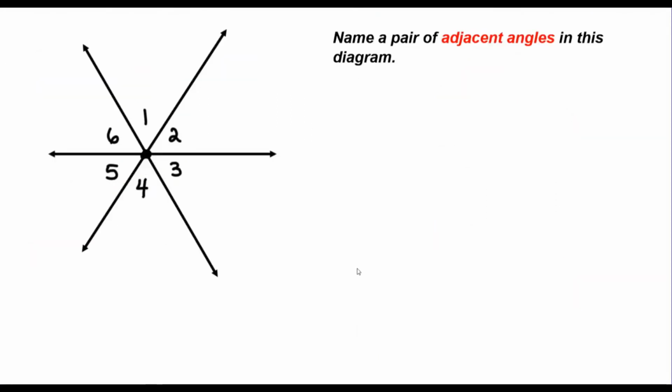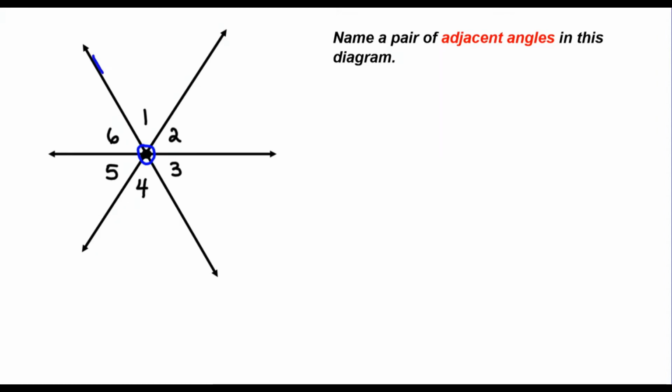So let's take a look at this diagram. There are actually 6 angles formed in this diagram, and we want to name a pair of adjacent angles in this diagram. Can you find any? There are plenty here. So let's list out as many as we can. I'm looking for angles that share a side and a vertex. Well, all of these angles share the same vertex. They all cross here. So now we're looking for angles that share a side as well.